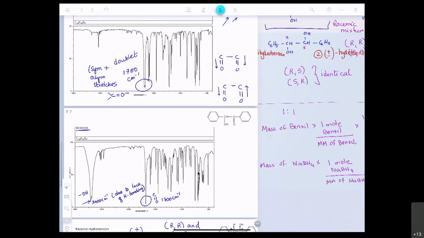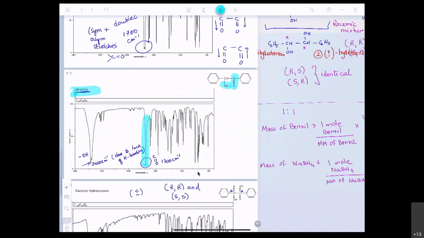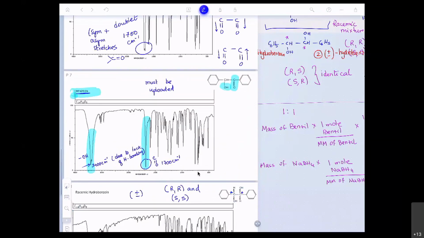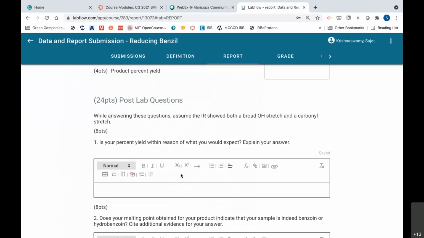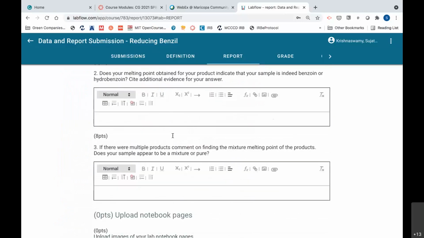The key IR here is this one, because you're clearly told that you're seeing a peak for hydroxyl and the carbonyl. So the product IR would have looked like this. So this is your key IR. This must be attached, okay? So just upload this as your additional evidence for that question. Whether you want to upload the others or not, I'll leave that to you. Whatever is technically easy is what you're going to do. So cite additional evidence for your answer. That's where you'll do that.